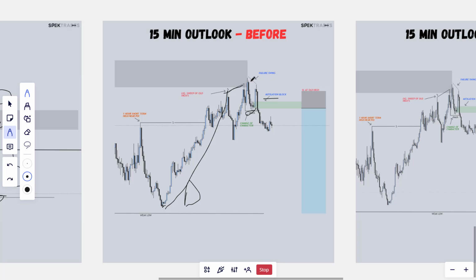Let me remove all this. Price had respected this old high, and then it came back and purged lower and gave us a firm break of structure. And so now this is our change of character. Price went from being long to now looking to go short. So this is the 15-minute outlook before, and now let's look at the 15-minute outlook after.